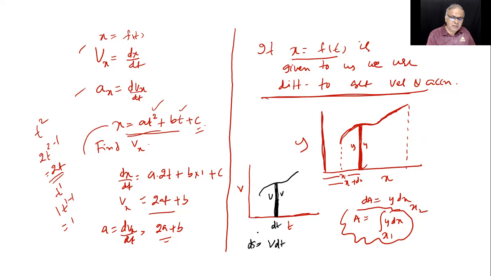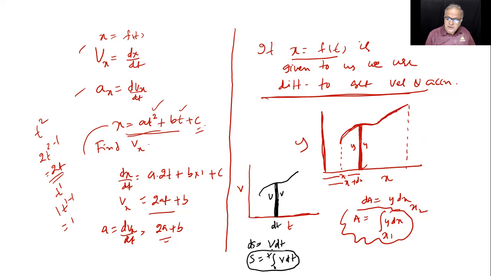How do you know that? From v equals dx by dt, dx is v dt, right? So the total displacement s will be an integration of v dt between whatever limits you have, 0 to t, for example.